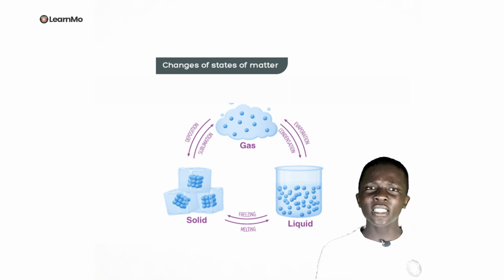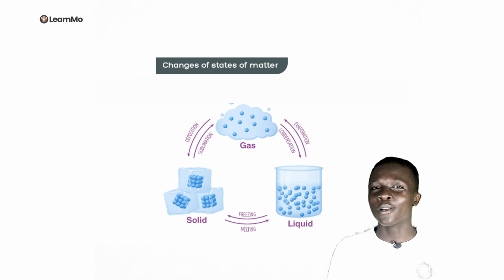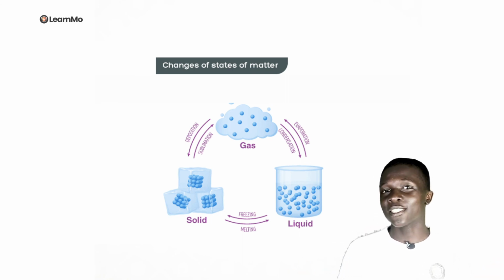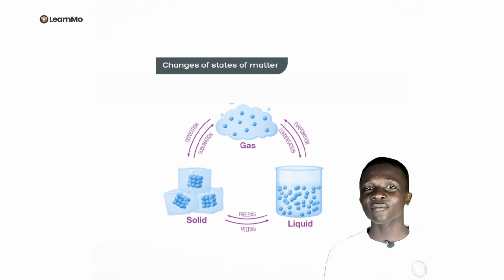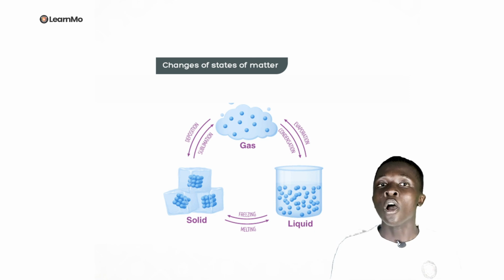The change of state from solid directly to gas is called sublimation, while the change of state from gas directly to solid is called deposition. The change of state from liquid to solid is called freezing, while the change of state from gas to liquid is called condensation.